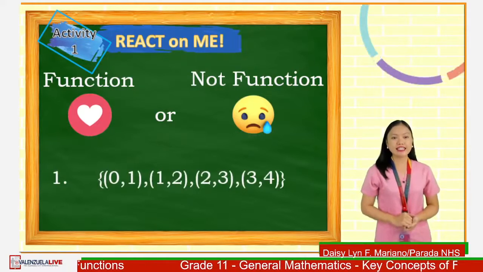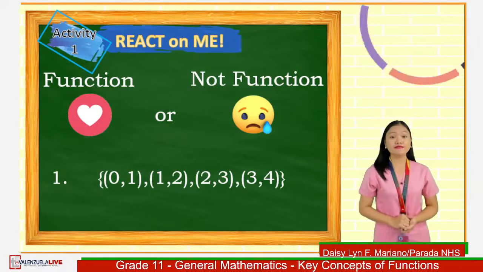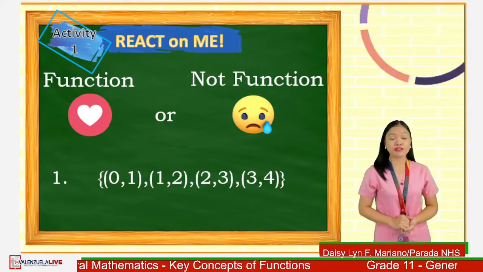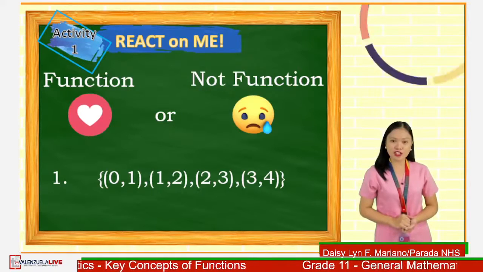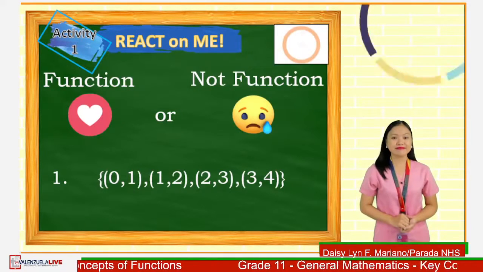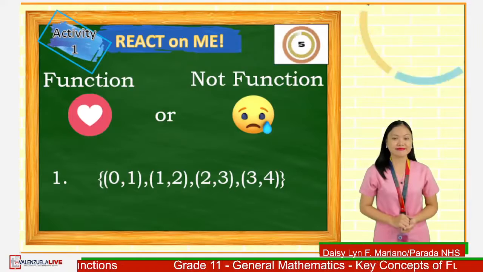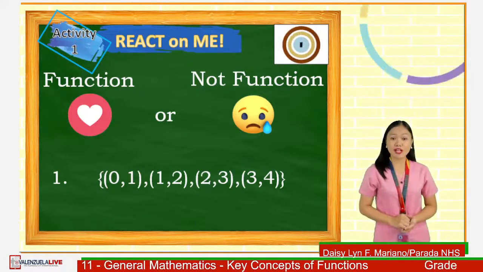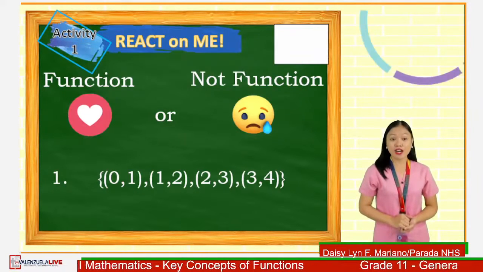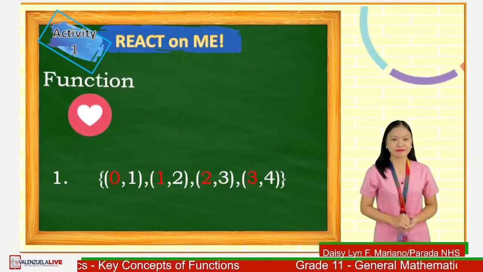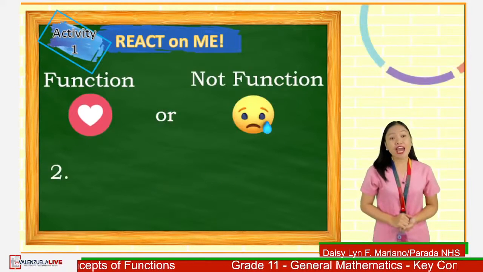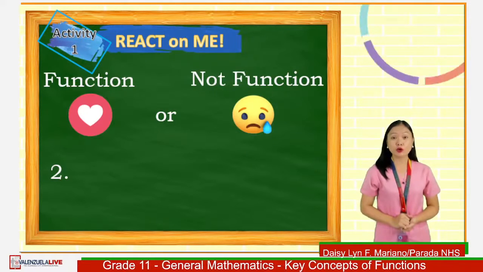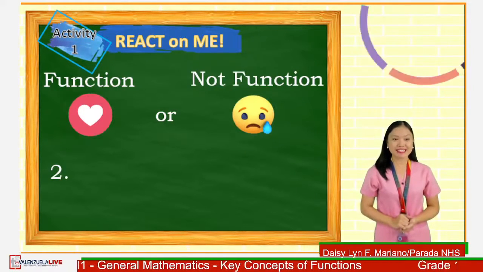First, the set of ordered pairs (0, 1), (1, 2), (2, 3), (3, 4). Function or not function? Time's up. If your answer is function, you are correct, since every element in X appears only once, those are 0, 1, 2, and 3.